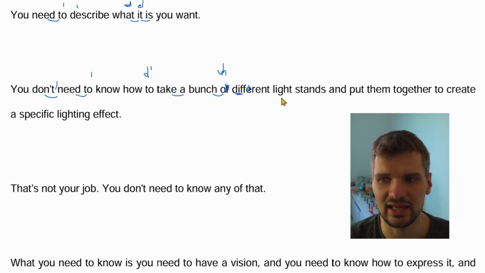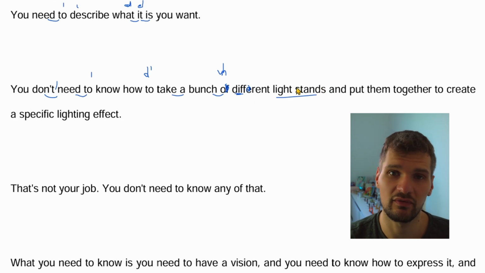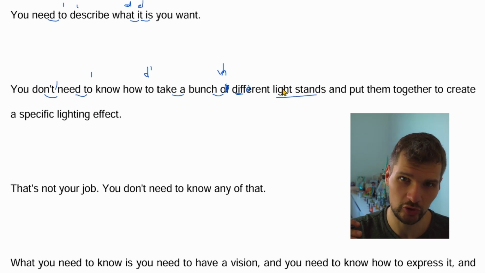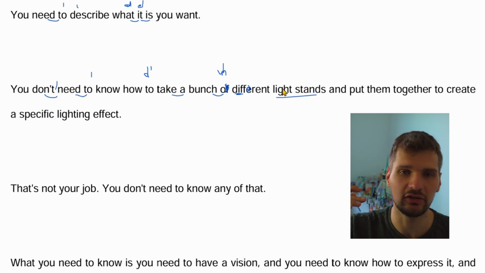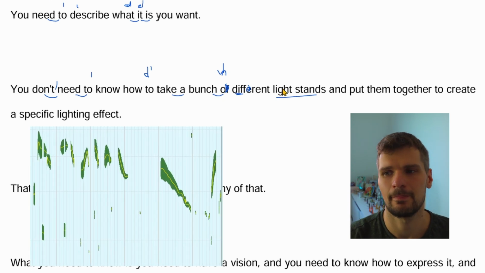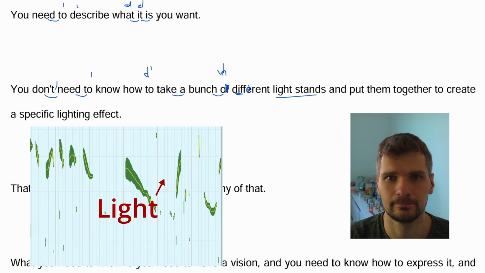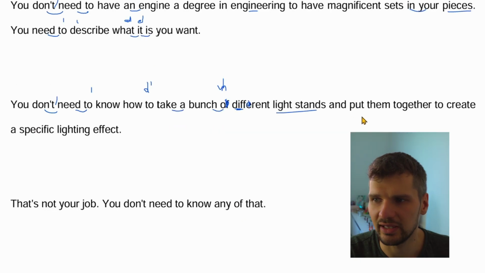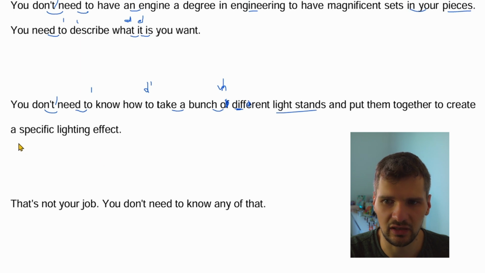Okay, light stands is a compound noun. With a compound noun, you put stress on the first word. So light stands. A bunch of different light stands. Light stands. And put them together to create a specific lighting effect. Lighting effect as well is a compound noun.